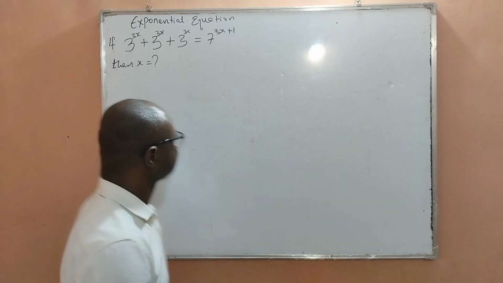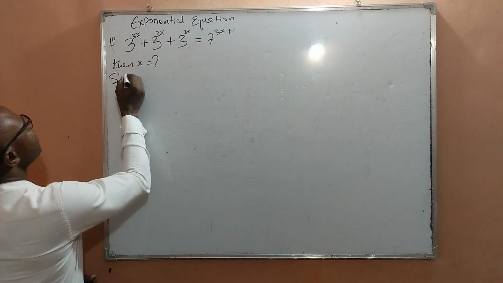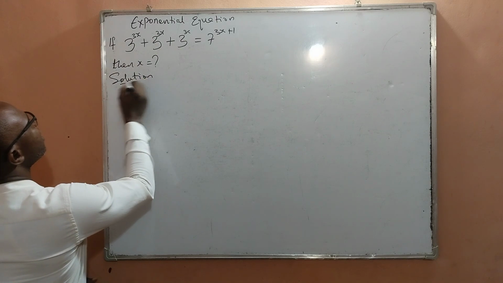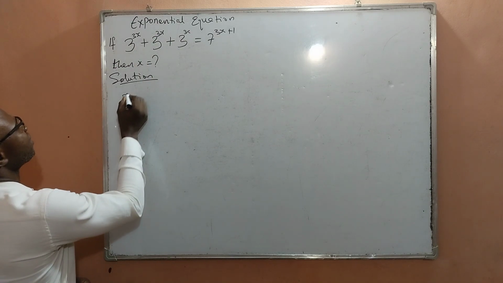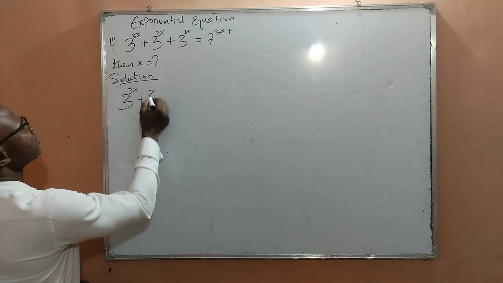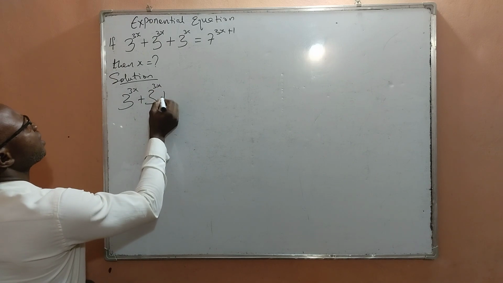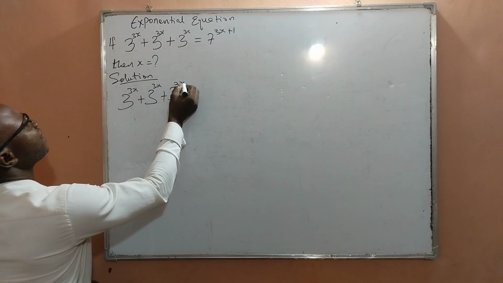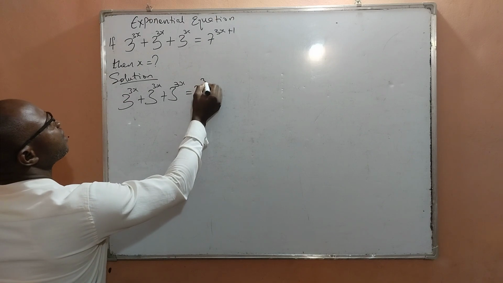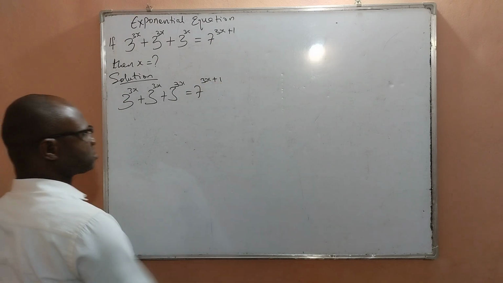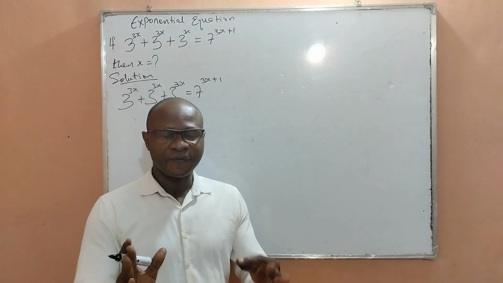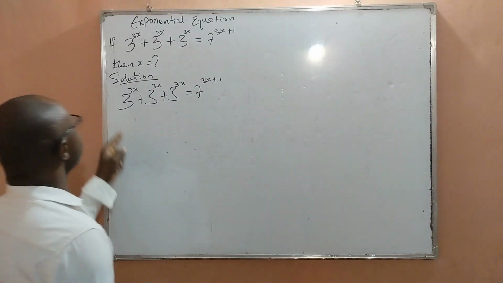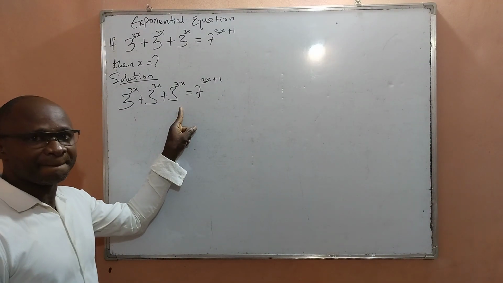Let us dive in. The given question is 3 to the power of 3x plus 3 to the power of 3x plus 3 to the power of 3x equal to 7 raised to the power 3x plus 1. From the left hand side, see with me that everything is the same.